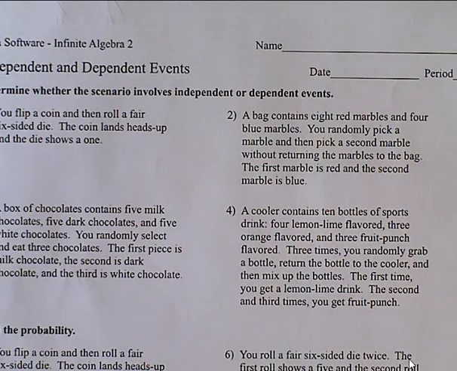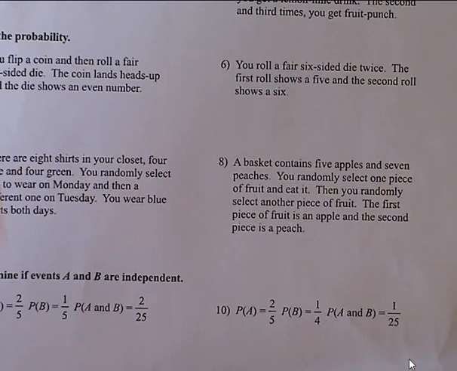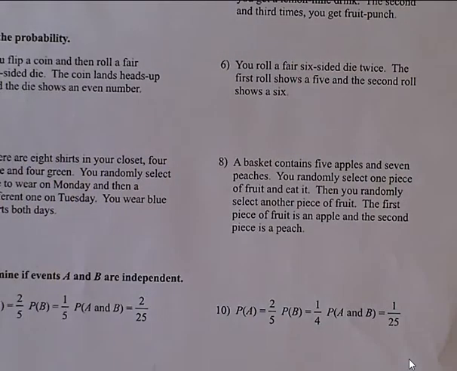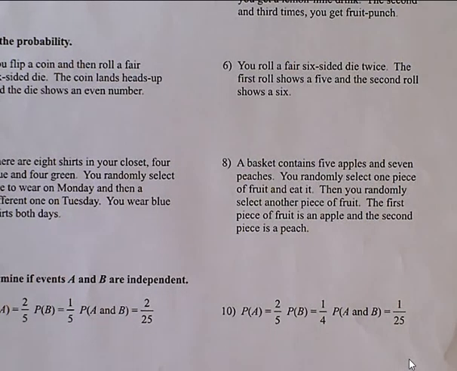Now we're going to actually apply that and find some probabilities for problems 5 through 8. Again, what we want to look for here is whether this is an and situation, which is typically what they are when you do successive events, or is it an or situation?